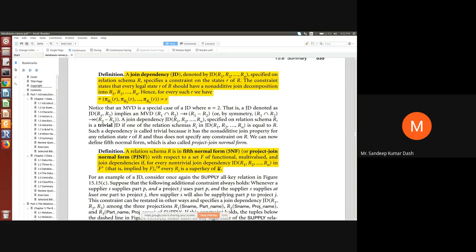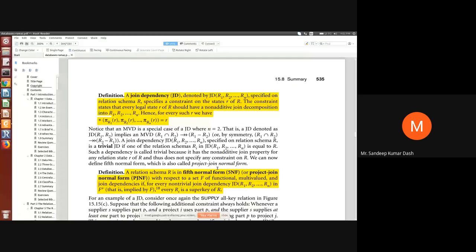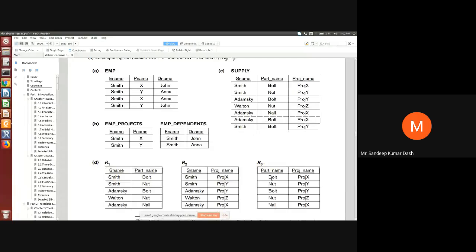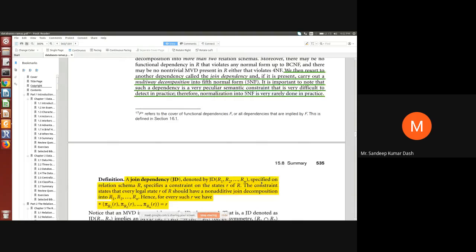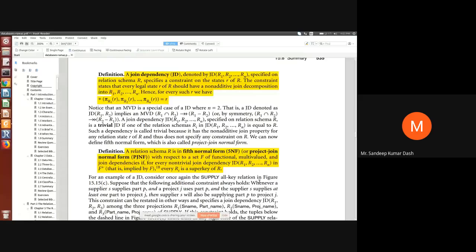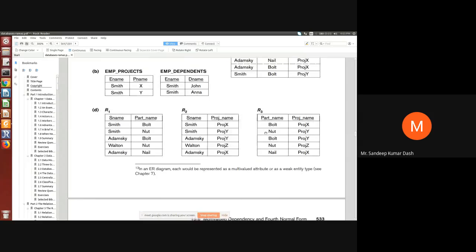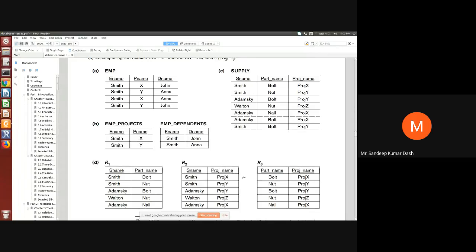If you see the example, you see here a relation schema R is in fifth normal form when you are dividing the original relation into multiple Rs, and every R is a super key of R. That means these are all divided from this relation, and when you are combining these three, they do not have any additional spurious tuple introduced. Why? Because these are in 5NF.